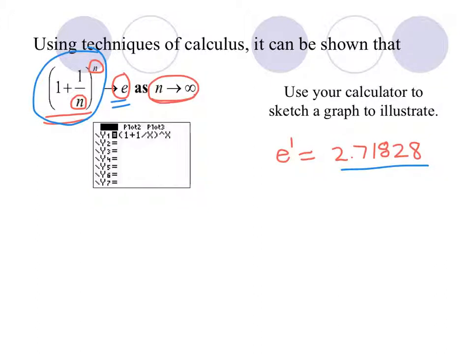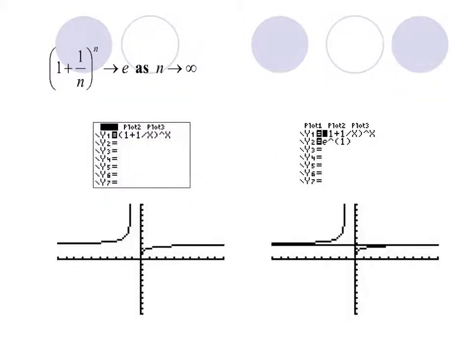So grab your calculator if you haven't already, and enter that expression into your calculator. And then under Y2, put the number e to the first. Find your e to the x button, type in e to the first. There's also an e button. I want you to get in the habit of using the e to the x. Type that in and graph. And you should see graphs that look similar to what you see here.